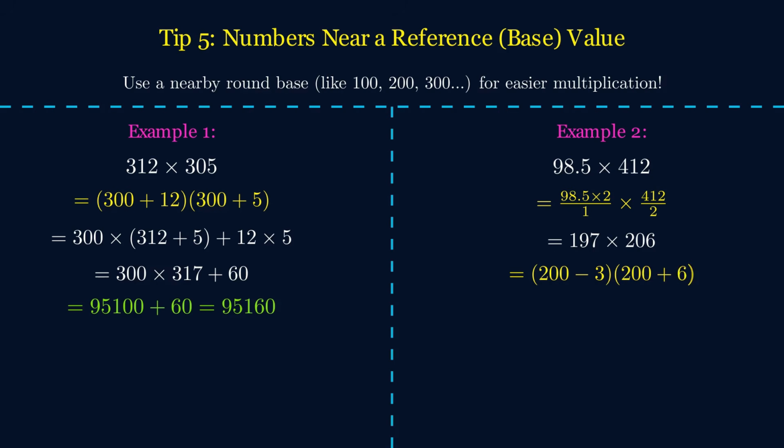Using the same base idea, we multiply the base by the sum of the adjustments and then subtract the product of the differences. So 200 times 200 plus 3 minus 6 times 3. 200 times 203 equals 40,600, and 6 times 3 is 18. Subtract, 40,600 minus 18 equals 40,582.